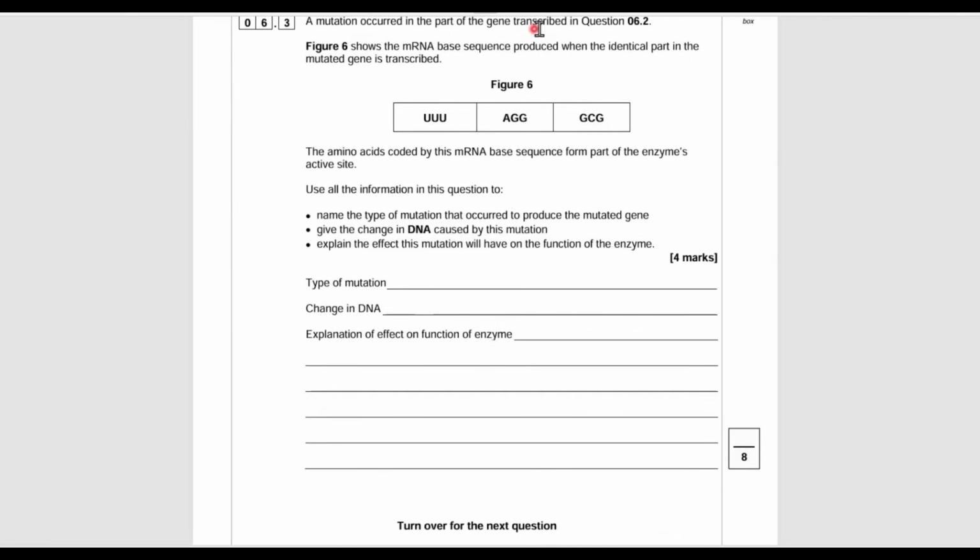6.3. A mutation occurred in part of the gene transcribed in question 6.2. Figure 6 shows the mRNA base sequence produced when the identical part in the mutated gene is transcribed: UUU, AGG, GCG. The amino acid coded by this mRNA base sequence forms part of the enzyme's active site. Use all the information in the question to name the type of mutation that occurred to produce the mutated gene, give the change in the DNA caused by the mutation, and explain the effect this mutation will have on the function of the enzyme. It's worth 4 marks, and they've spaced it out nicely for us like this.